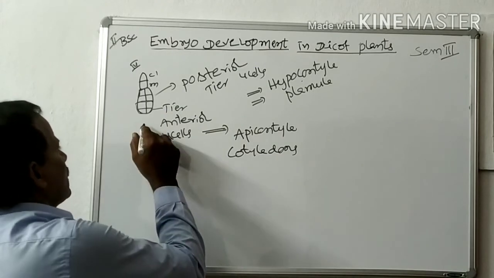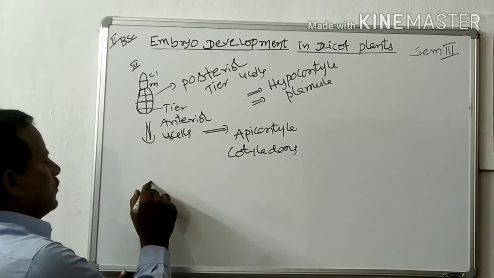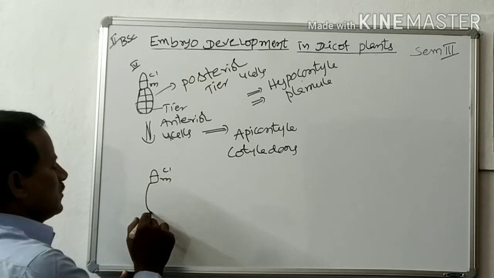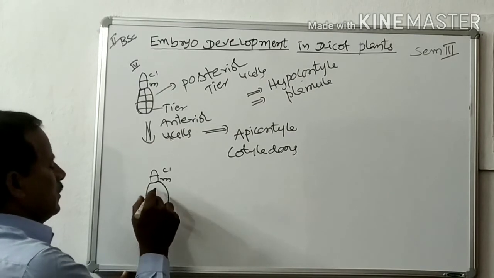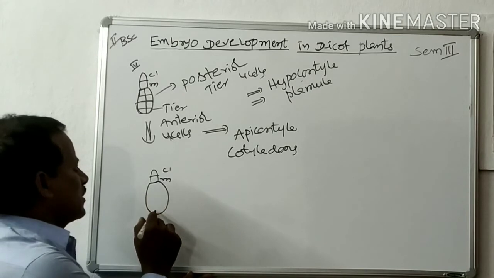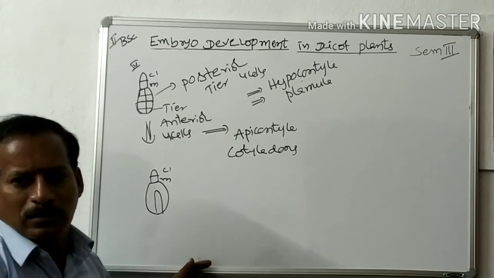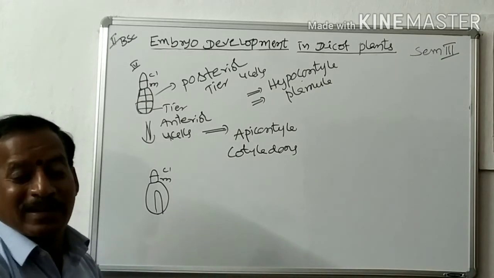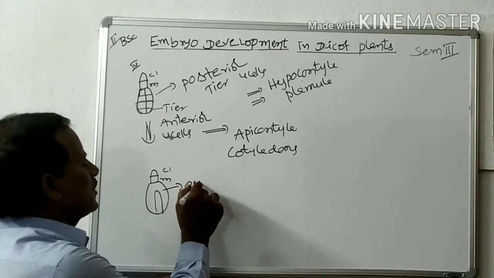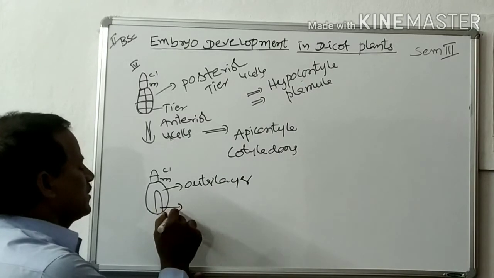And the next stage is, so these are M and Ci cells. These are the 8 cells. All the 8 cells divide periclinally, giving rise to 2 layers: the outer layer, and this one is the inner layer.